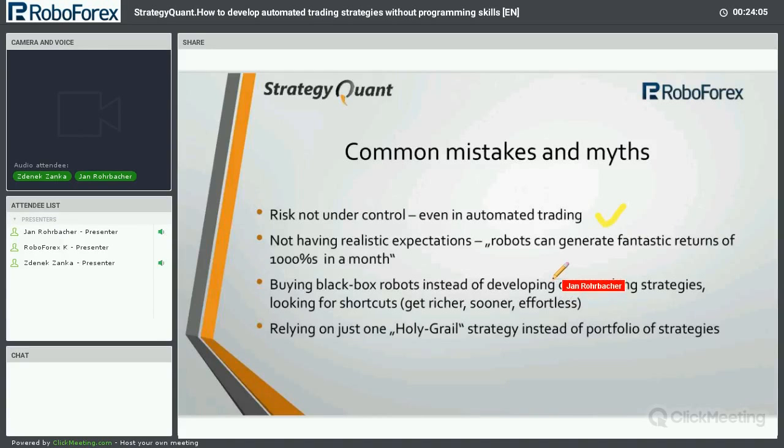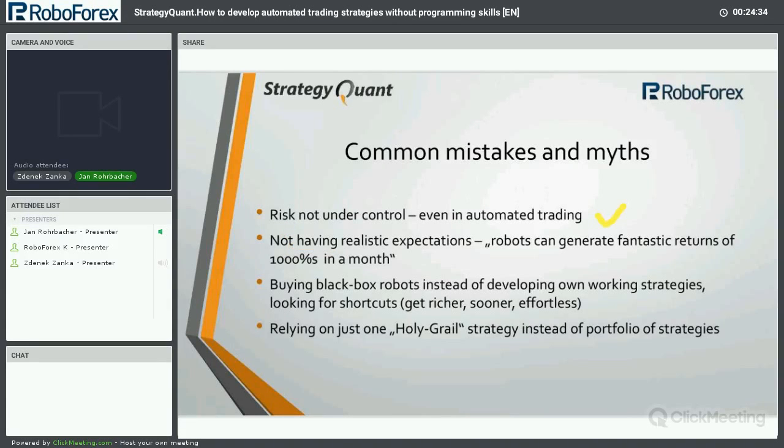The second one, not having realistic expectations. I think Zeng and I often hear some of our students say that the robots can generate fantastic returns, like 100% each day or even an hour. This is really funny. And they would not even admit that even though big wins can be seen from time to time, this is something exceptional which cannot be extrapolated into the future.